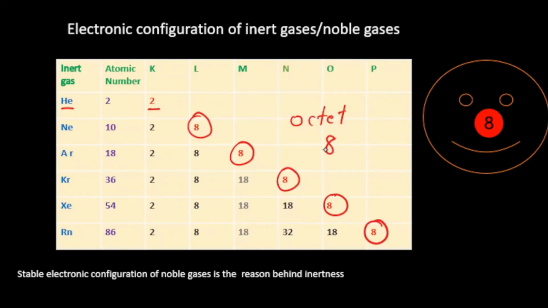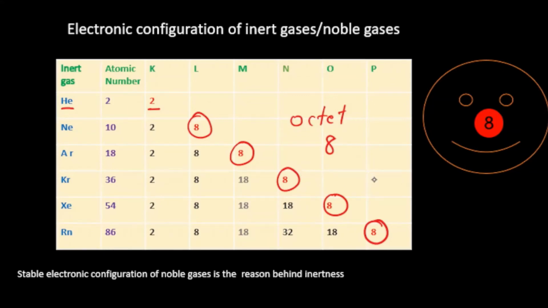So due to this octet electronic configuration, noble gases are stable. That is why they do not take part in chemical reactions. That is the reason behind their inertness. All the other atoms enter into chemical reactions to attain stability. How do they attain stability? By achieving the octet electronic configuration in their valence shell. Valence shell means the outermost shell.